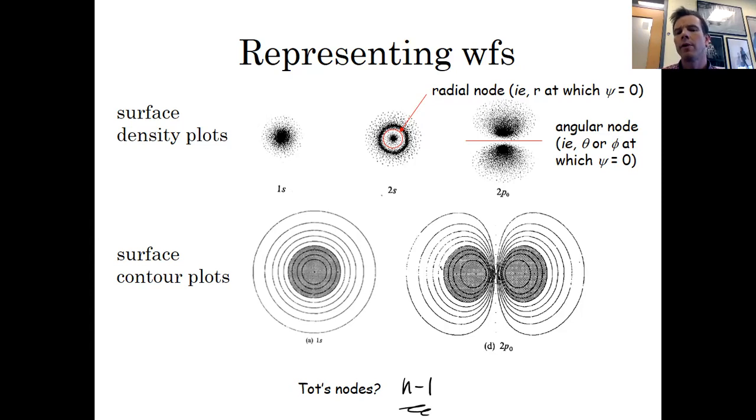This is another way that you can represent these, as surface contour plots. You, again, get that same sense of things. We might shade an area in which there's a 90% probability of finding an electron or whatever it is. But you should be familiar with these types of representations.